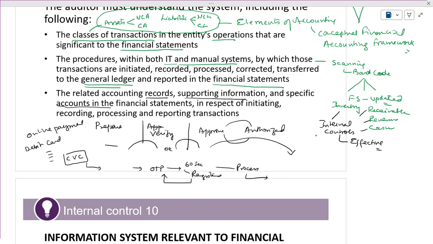If you go from a simple process from start till the end, at every stage they have controls, and those controls are effective controls.